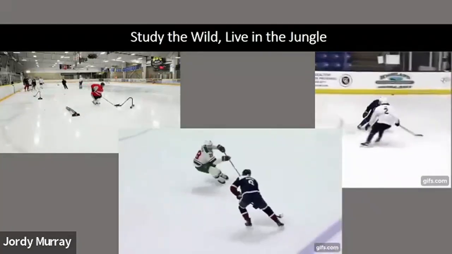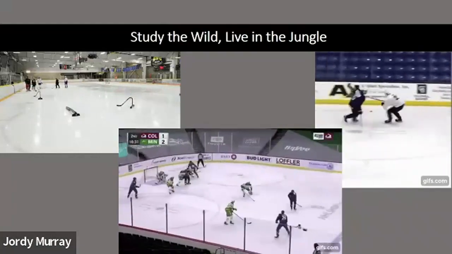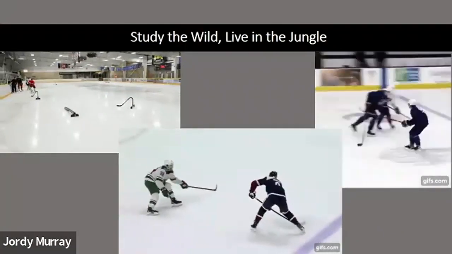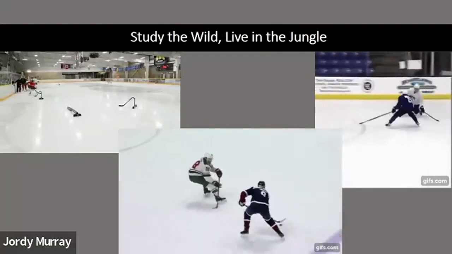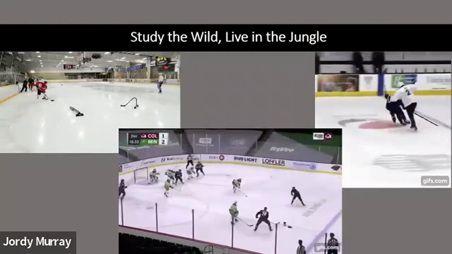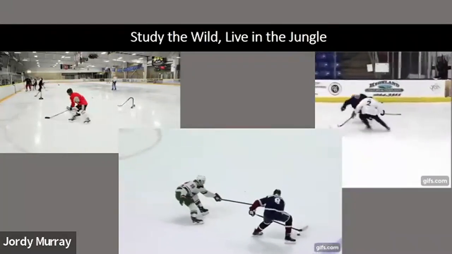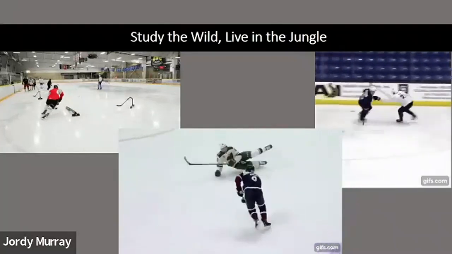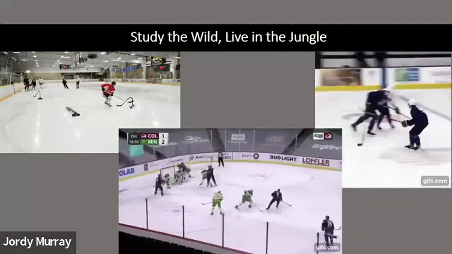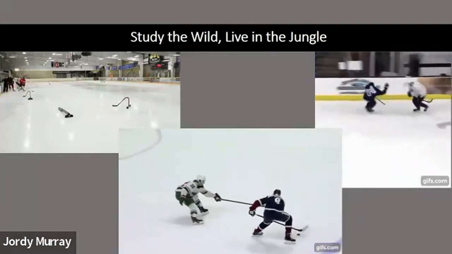The top right GIF is a really, really simple zone tag game. And that's the World Junior Camp. That's jungle practice, right? The problem is changing every time and at all times, right? You have to be aware of the player you're playing tag with, the net, the blue line. You could add more players, you could add pucks. And then that middle GIF, that's the game. That's what we're after. That's the wild. This is what we're going to be studying, and that's where we're going to be designing our drills around.